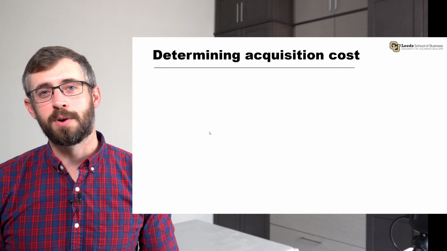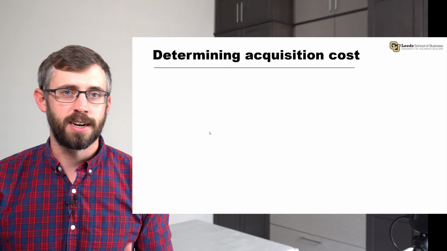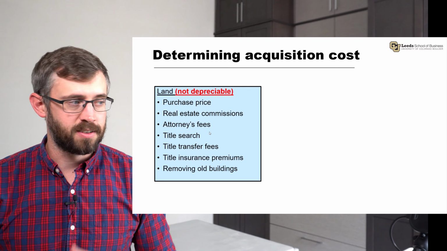So let's dive a little deeper into what costs specifically might relate to different asset classes. If we think about, say, land, this is a relatively simple asset.